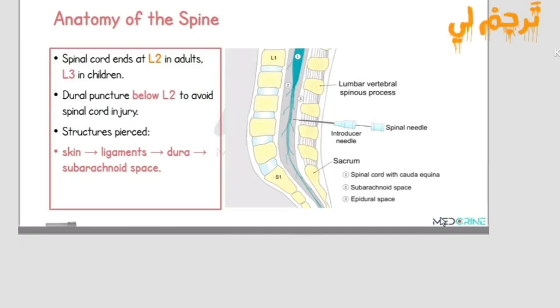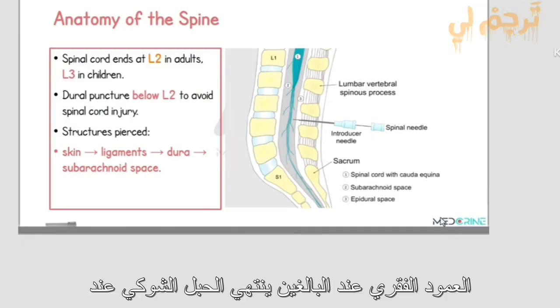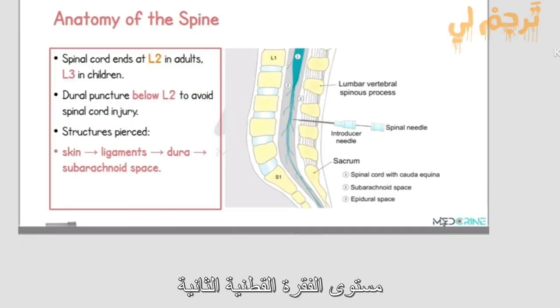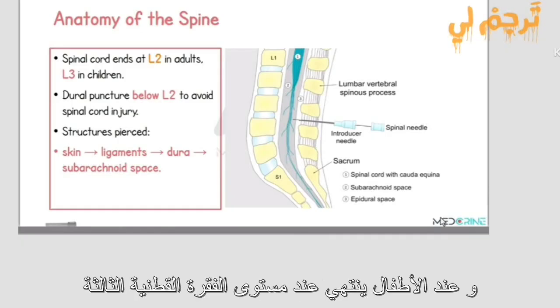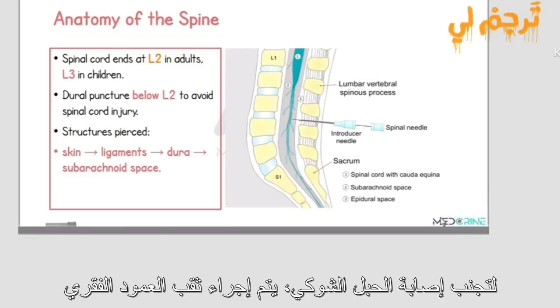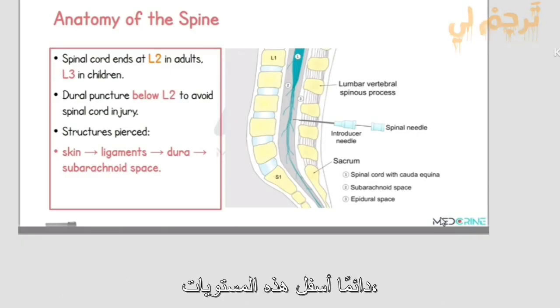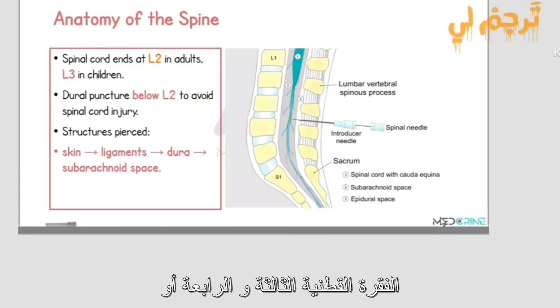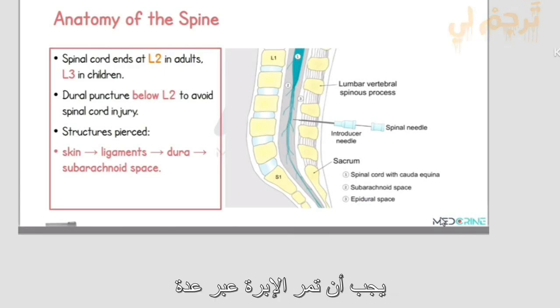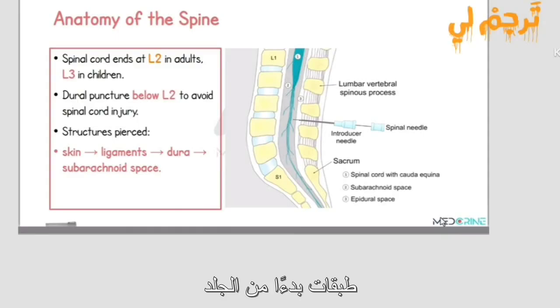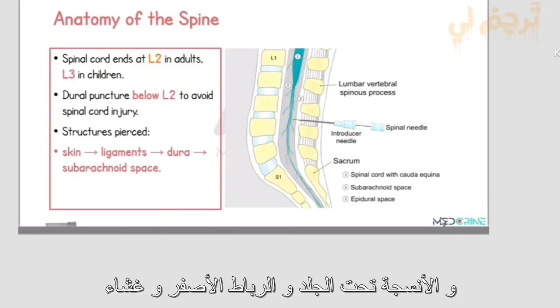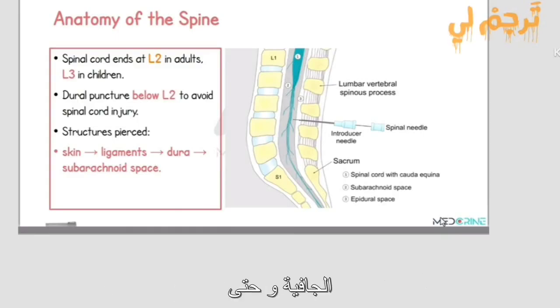When looking at the anatomy of the spine, in adults the spinal cord ends at the second lumbar vertebral level, and in children it ends at the L3 level. To avoid a cord injury, a dural puncture is always performed below these levels, typically between the third and fourth lumbar vertebra or the fourth and fifth lumbar vertebra. The needle must pass through several layers, starting from the skin, the subcutaneous tissues, the ligamentum flavum, the dura mater, and into the subarachnoid space where the drug is administered.